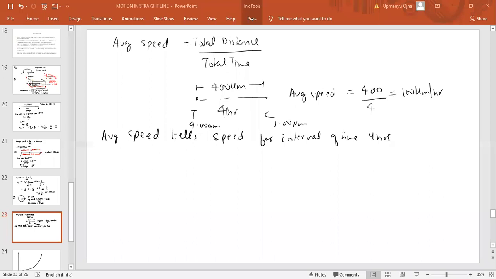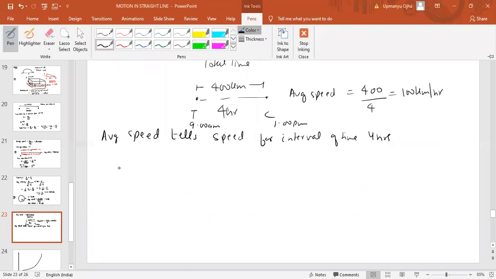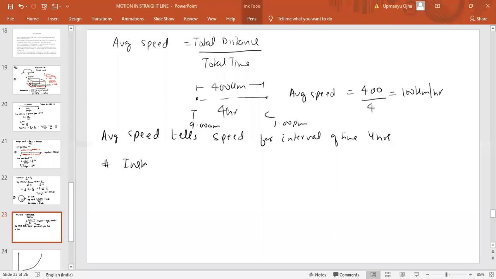For that only, we have another concept that is known as instantaneous speed. I think when I was teaching you about differentiation, I told you about the instantaneous speed and instantaneous velocity. Okay. Now, what was the instantaneous speed?